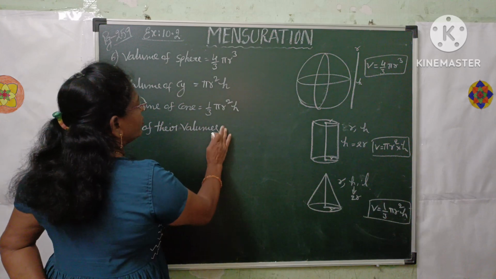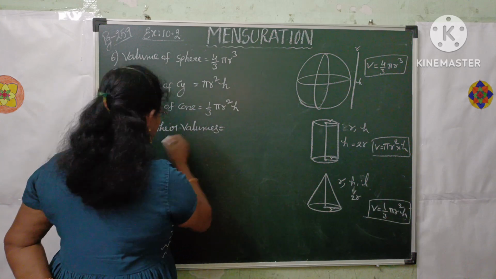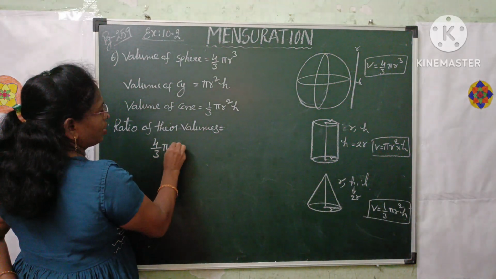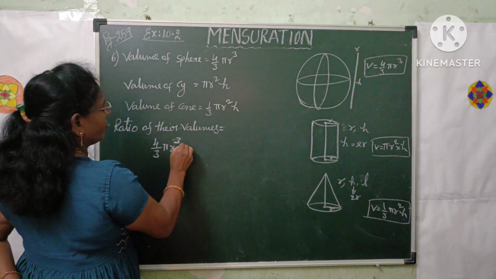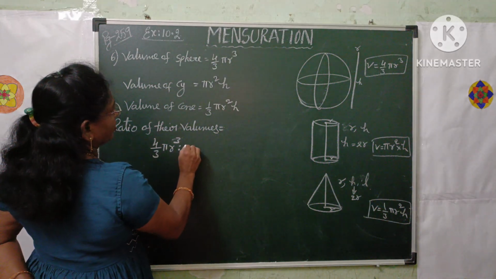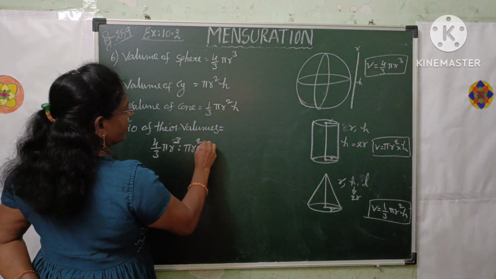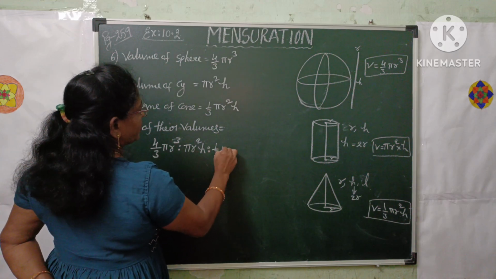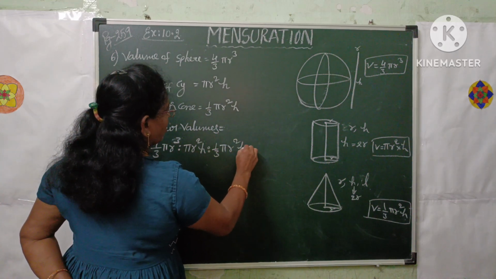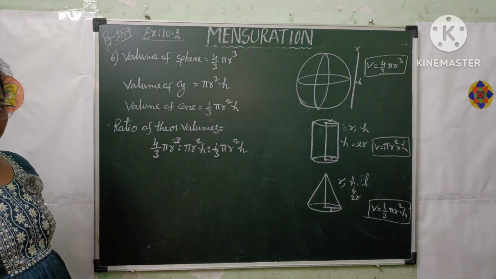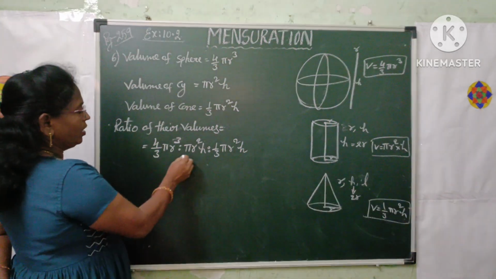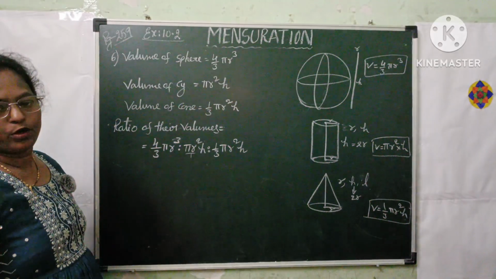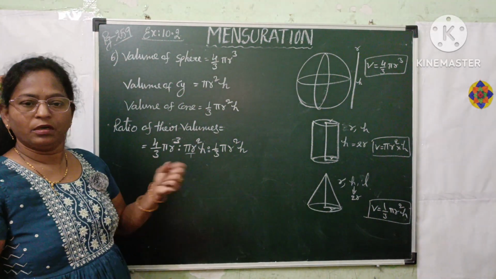How can you write the same? I am writing it down here. 4 by 3 pi r cube is to pi r square h is to 1 by 3 pi r square h. We are only finding ratios, right? Here the denominator 3 is there, but here there is no denominator. So we need to multiply all volumes with 3.